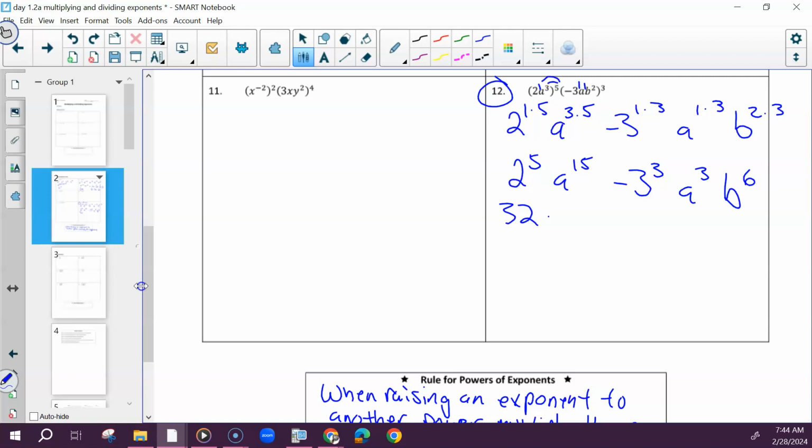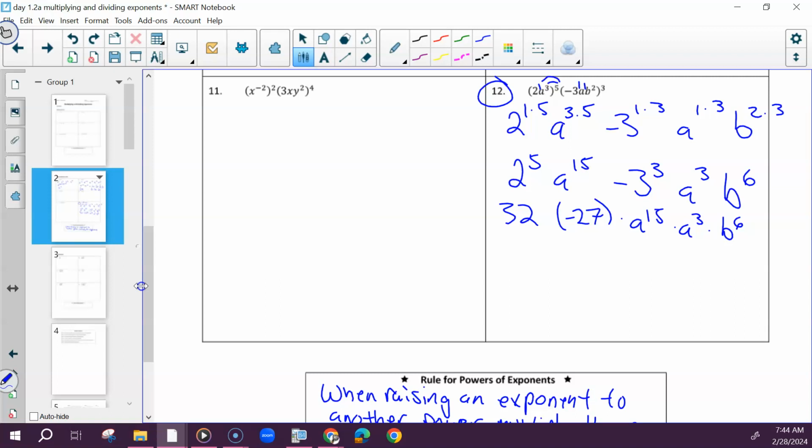Yeah, 27, but negative. Right. And then our A's, I'm going to put those together. Since we are multiplying like bases, we're doing what with those two exponents? Combining them how? Adding them together. Oh, right. So this would become a to the 18th.